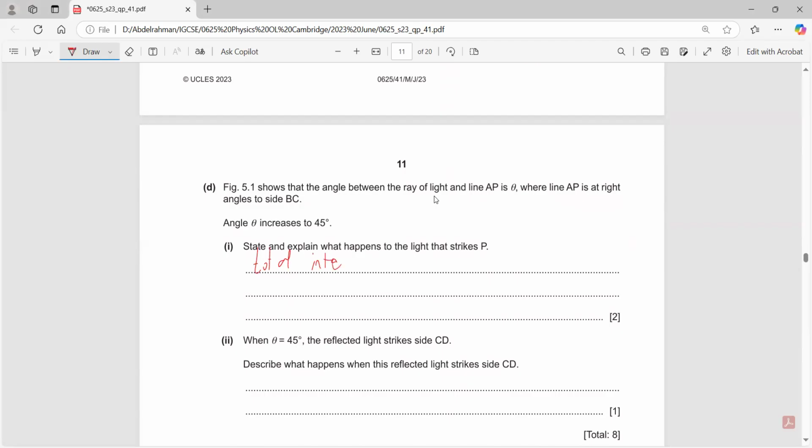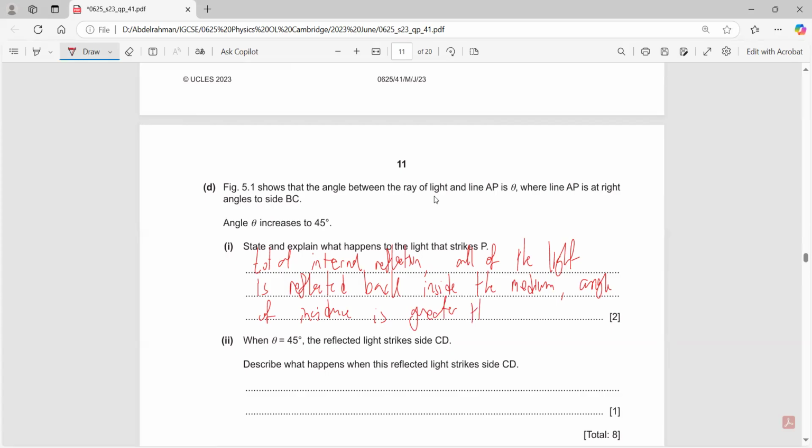Total internal reflection, in which all of the light is reflected back inside the medium. This happens when the angle of incidence is greater than the critical angle.